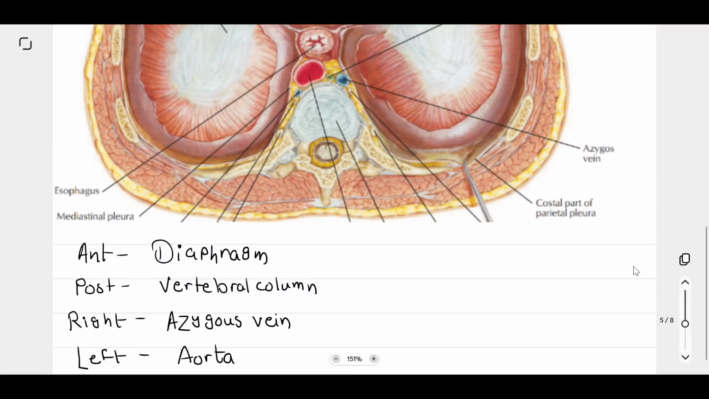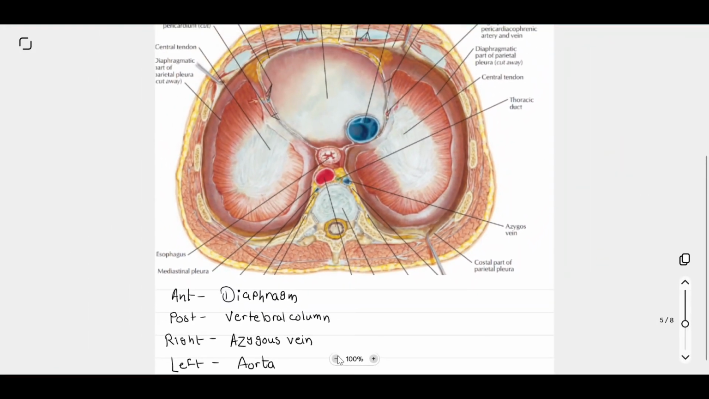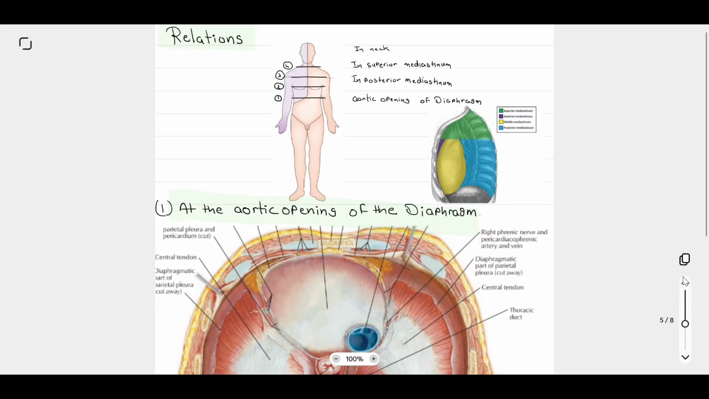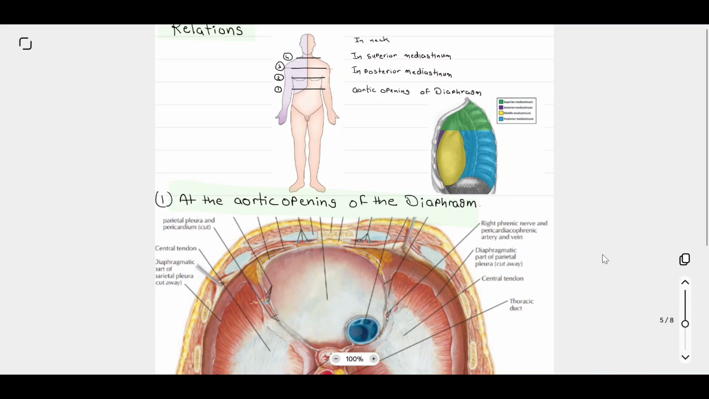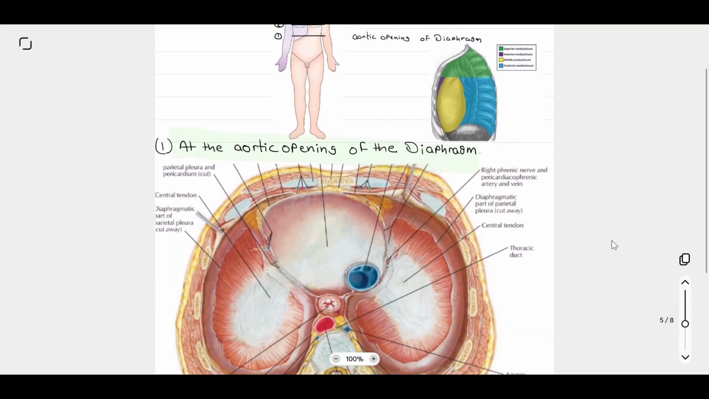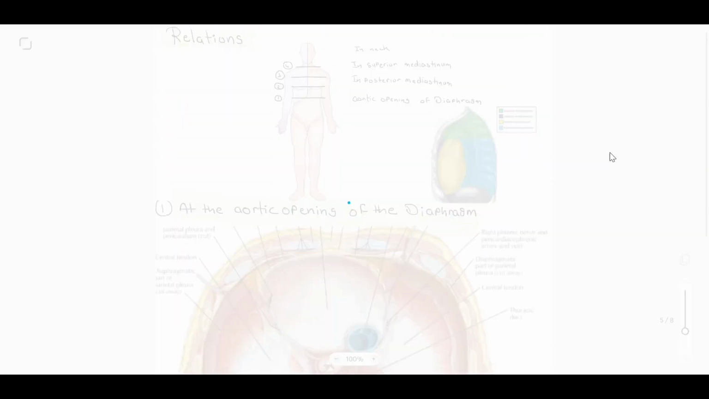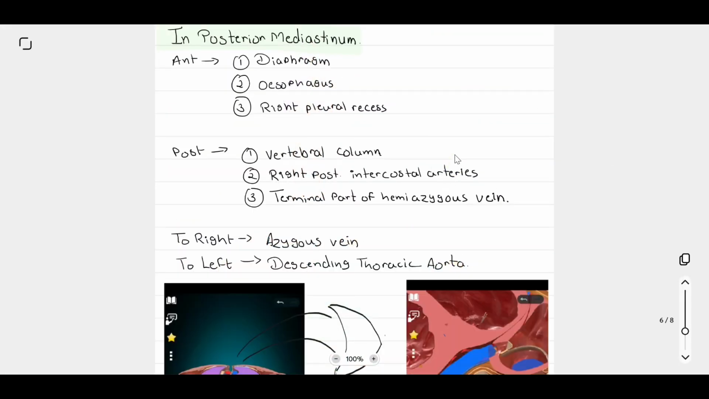Which is as simple as that, because you can simply see this diagram and say what the relations of the thoracic duct are at the level of the aortic opening of the diaphragm. So done with the level of the aortic opening of the diaphragm. Next, in the posterior mediastinum.